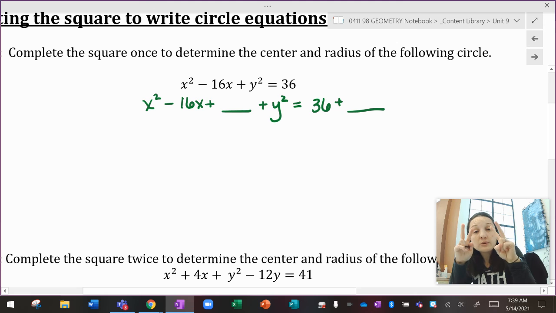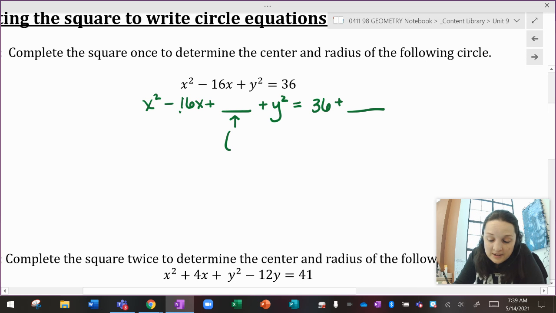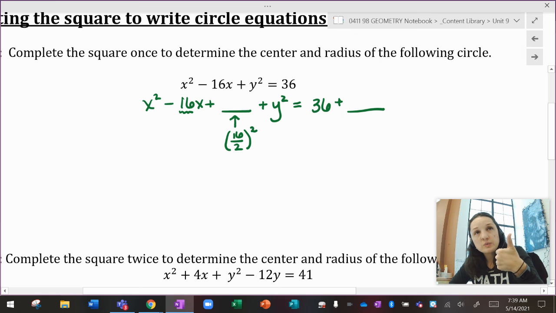Now, completing the square is a process by which you add something to an expression so that you can factor it into a perfect square. And what you add has a rule to it. The number that you are going to add right here is this second number, okay, 16, divided by 2 squared. 16 divided by 2 is 8. 8 squared is 64. So I'm going to add 64. I added it to one side. I have to add it to the other to keep it balanced.